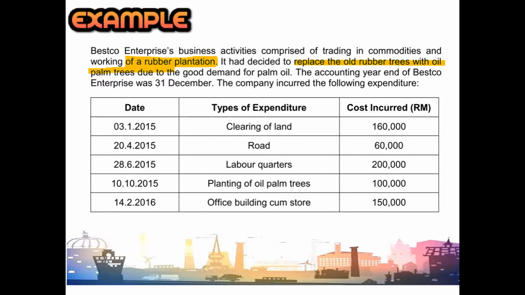So this is not a replanting lah, sebab dia dua tanaman yang berbeza. Kalau daripada getah lama kepada getah baru, any expenses regarding baja tidak digunakan. Tapi ini kita tukar daripada getah kepada kelapa sawit. So the accounting period for Basco Enterprise was 31st December. So the company incurred the following expenditure.